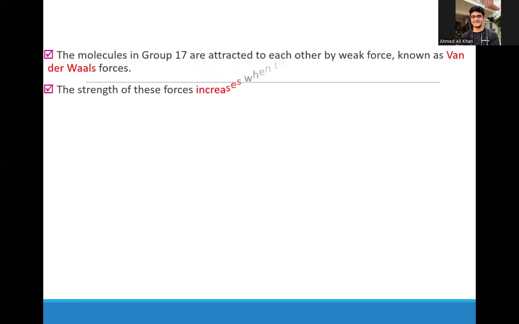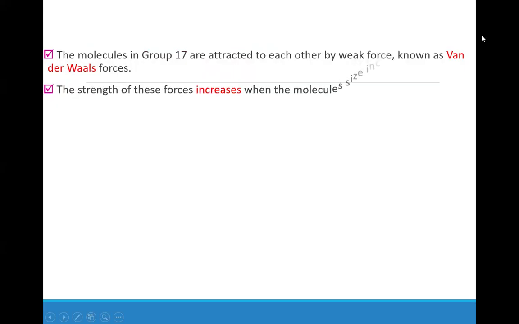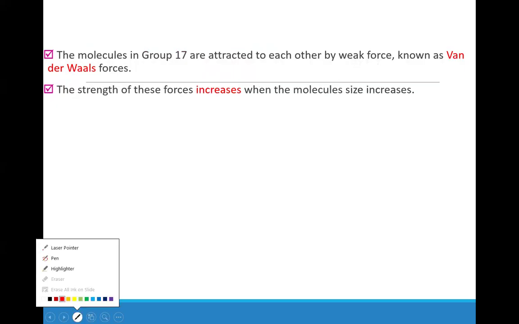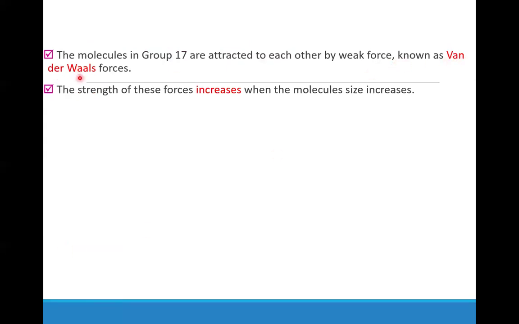And we also studied that all group 7 elements are attracted to each other by weak intermolecular forces, which are known as the van der Waals forces. And the strength of these forces increases when the molecule size increases. And we also discussed, okay, why is that the case? We also discussed the concept behind the relation of the molecule size and the strength of the force.